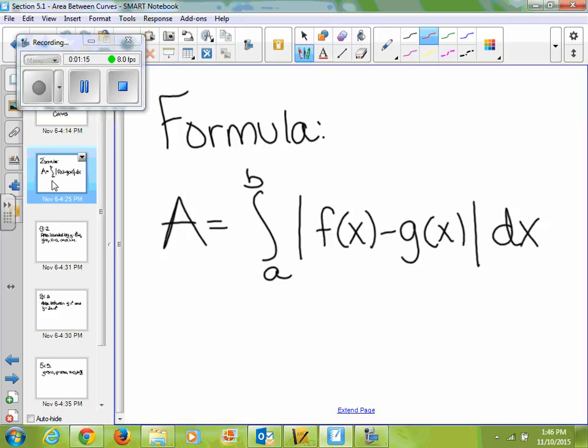Alright, so to find the area in between curves, you take the integral from a to b of the absolute value of f of x minus g of x dx. So you're going to subtract your functions, except you'll take the absolute value of that, and you'll take the integral from a to b.